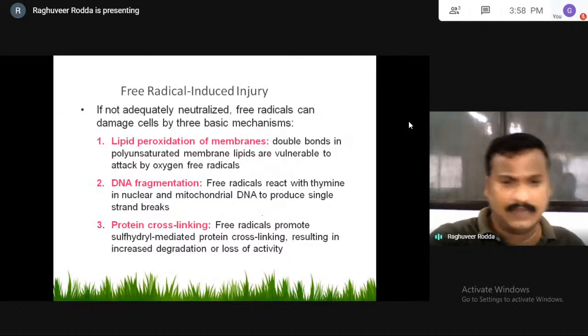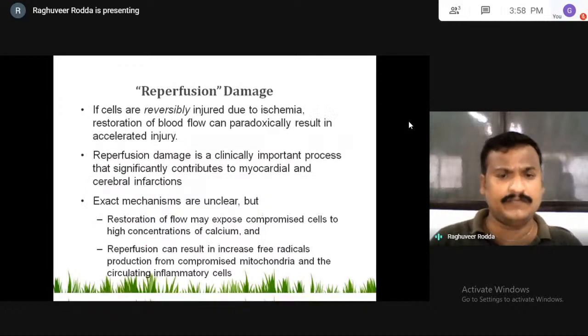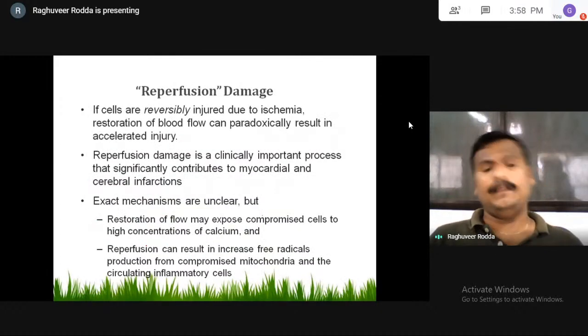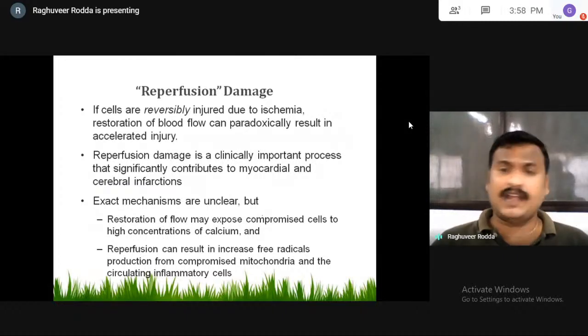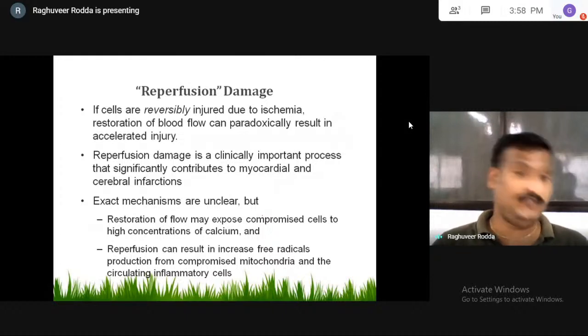I may go a little faster because we are left with less time. So those are the basic important mechanisms which are going to cause cell injury. Another important thing is cell injury by reperfusion, so we should give some importance to this reperfusion.